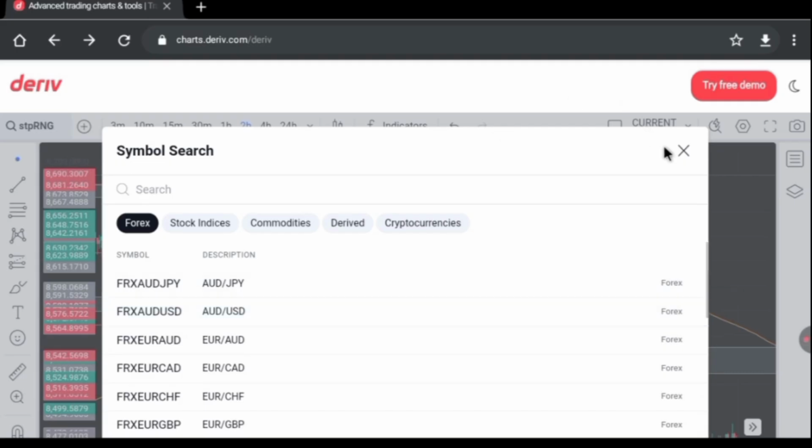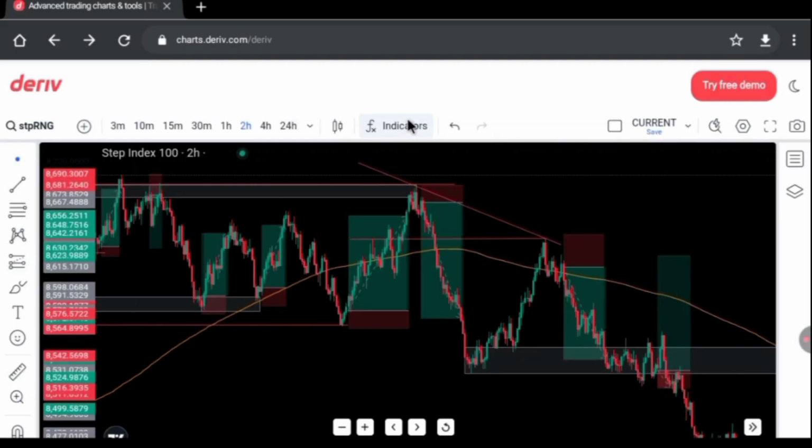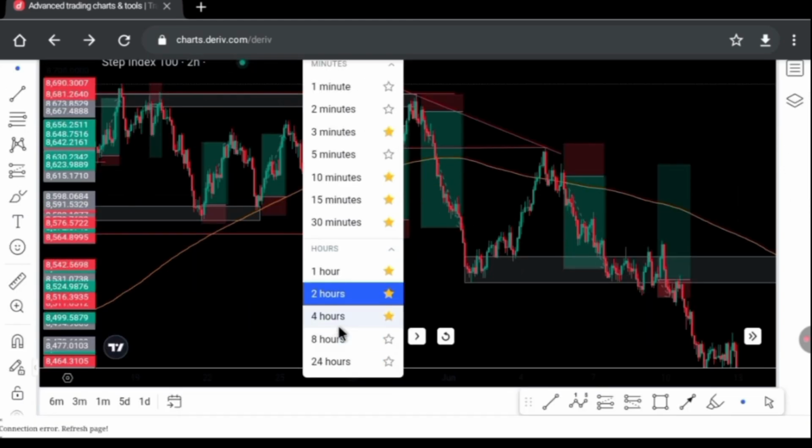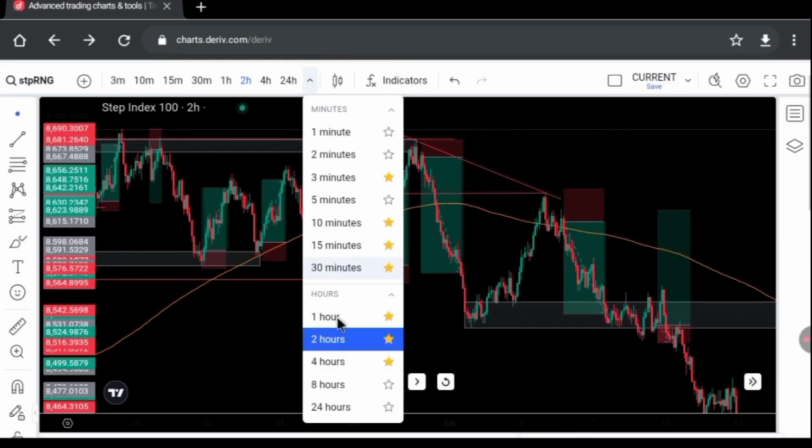So back to what I was talking about, time frames. So you can see the time frames. There are a lot of time frames here, but if we click on this, we would see a lot of them. Now we have the hour time frame and the minute time frame, right? So like I said, the higher time frame falls between 4 hours to 24 hours, which is here. So these 4 hours, 8 hours, 24 hours is higher time frame.